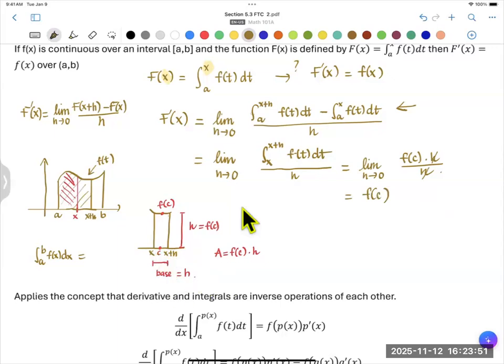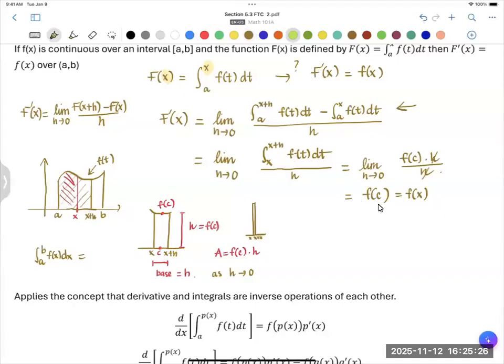And what f of c actually is: as h approaches 0, the difference between x and x plus h gets really small. That forces the c value to be almost the x value. So instead of writing f of c, we can write f of x. This proves that the derivative of the integral of the function is the original function.